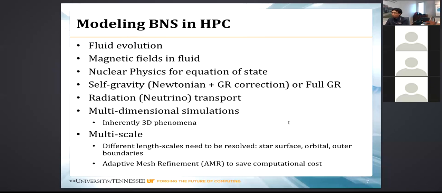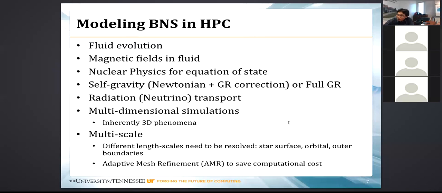We need to implement some form of self-gravity. We can either do Newtonian plus some correction from general relativity, or you can implement a full GR. And different codes implement different things. The issue here is the computational cost itself, and how sophisticated your code is that can implement all of this physics.